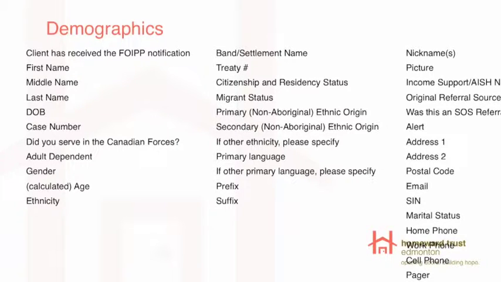I'll note adult dependent. Anyone who's a client, who's over 18 but is not receiving service as a client, is part of a family and is not receiving direct service, is marked as an adult dependent.